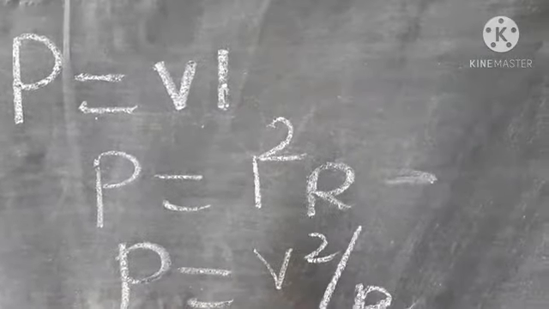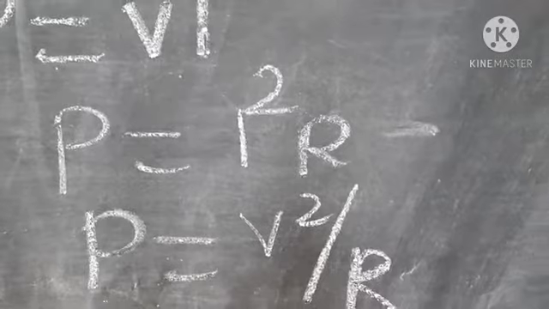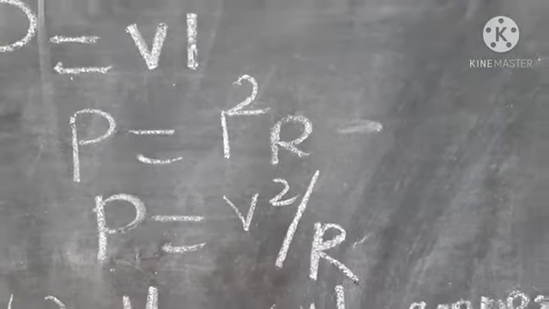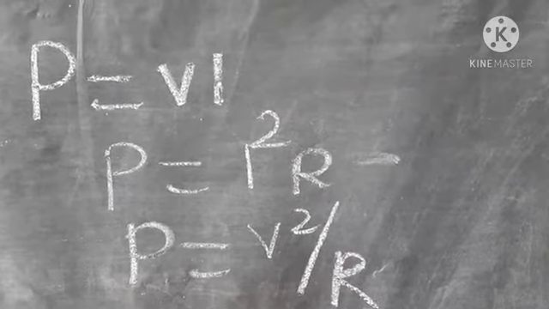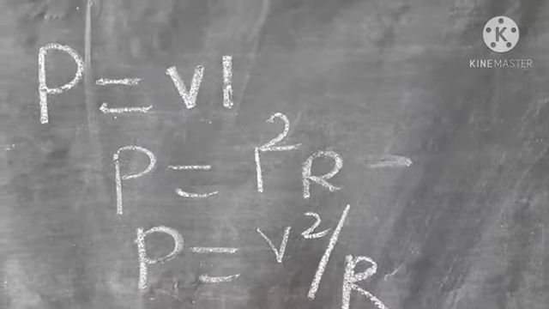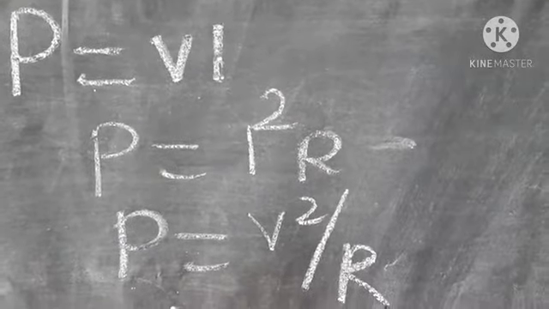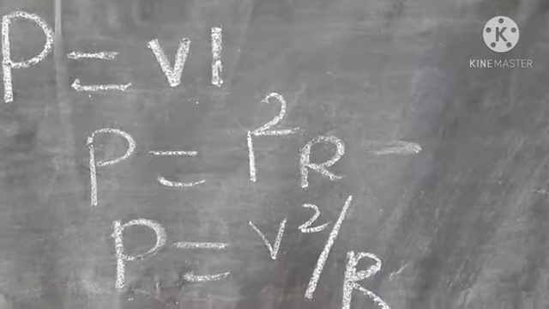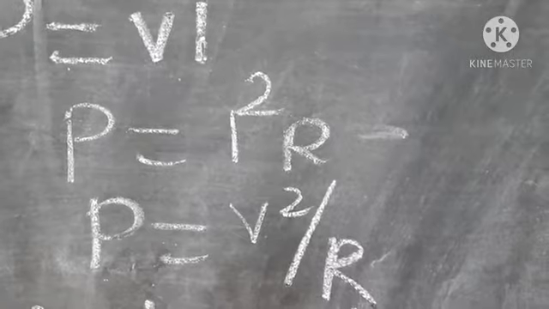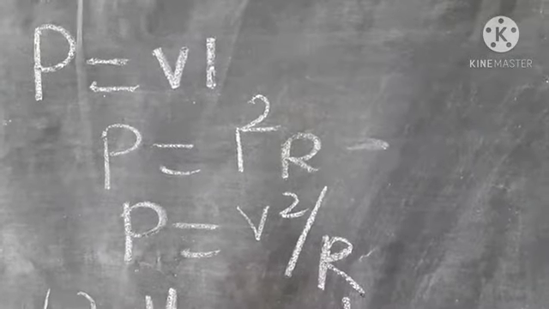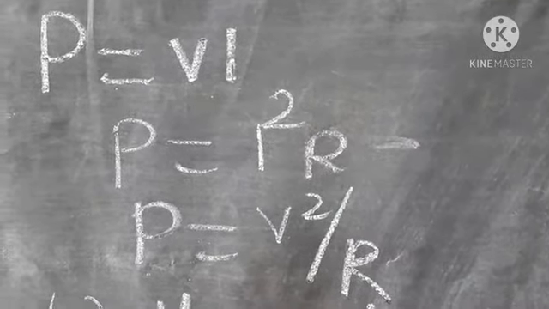P is equal to VI can be written in two more ways: P is equal to I squared R and P is equal to V squared by R. Here in the first one, the V value is substituted. V is equal to IR, you know. In the place of V, IR is substituted, giving the formula P is equal to I squared R. In the place of I, if you substitute V by R, the value you get is V squared by R, using Ohm's law. So with P is equal to VI, you get three formulas for power.